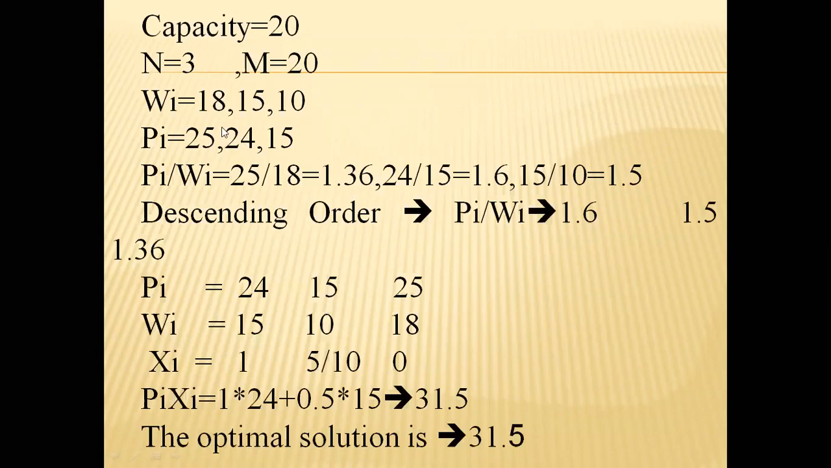Actually, in our problem the order of profits and weights is 18, 15, 10. But after reordering the objects, the order is 15, 10, and 18.